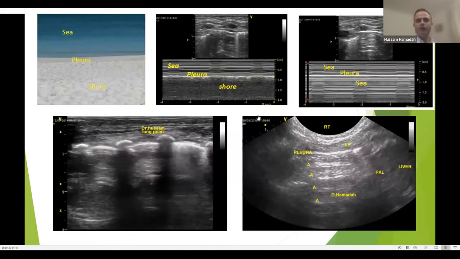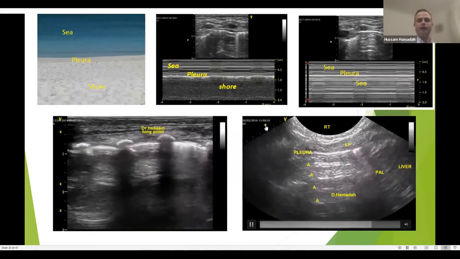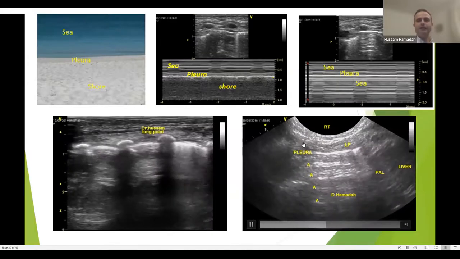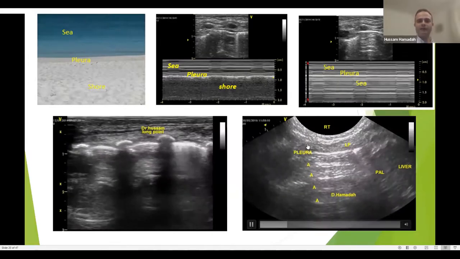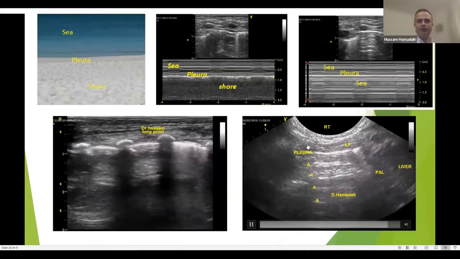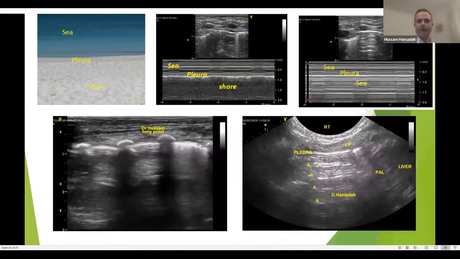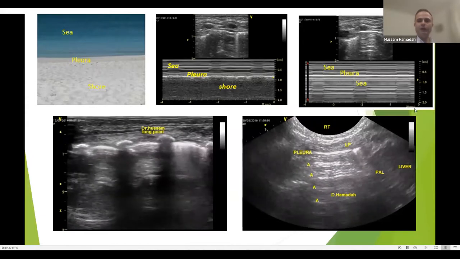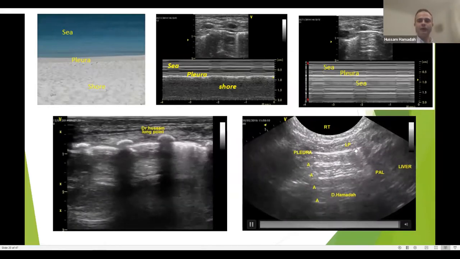Now you will ask the question, where can I see the lung point? That depends on the pneumothorax, how significant it is. But in general, the more significant the pneumothorax, you will see your lung point posteriorly and laterally.